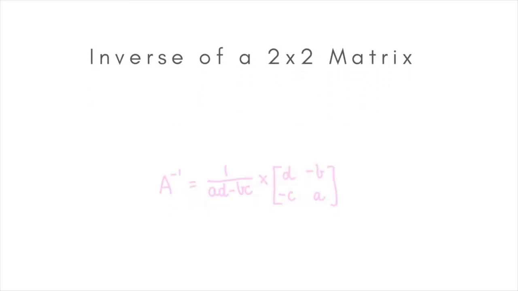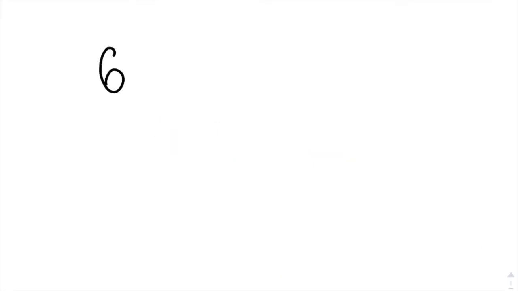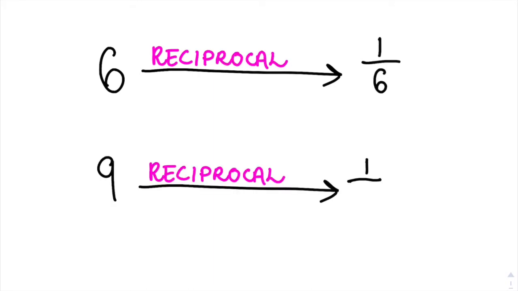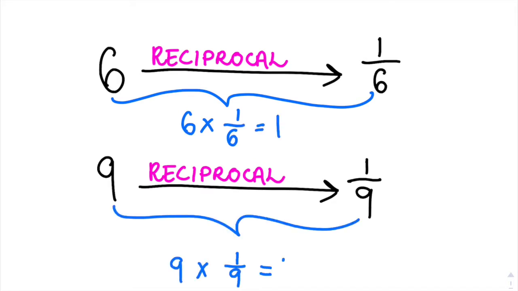In this lesson, I'm going to introduce you to finding the inverse of a 2 by 2 matrix. The inverse of a matrix is similar to the reciprocal of a number. For example, the reciprocal of 6 is 1/6 and the reciprocal of 9 is 1/9. When you multiply the original number by its reciprocal, you get 1. So 6 times 1/6 is just 1, as is 9 multiplied by 1/9.